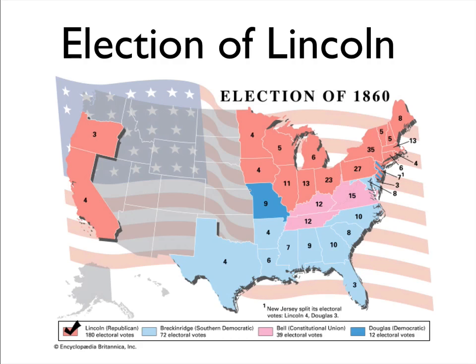nominates Abraham Lincoln. And when the election is over, Lincoln wins all the northern states except for New Jersey, which splits its vote between Lincoln and Stephen Douglas. Lincoln wins 180 electoral votes because the population in the North is now so great that the northern states hold enough electoral votes to elect a president.